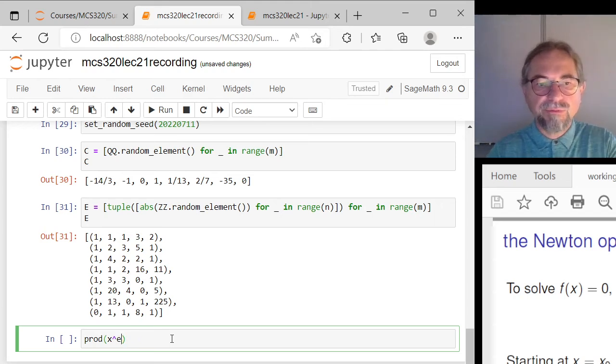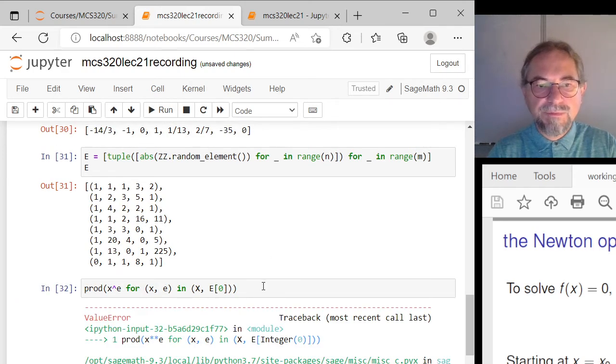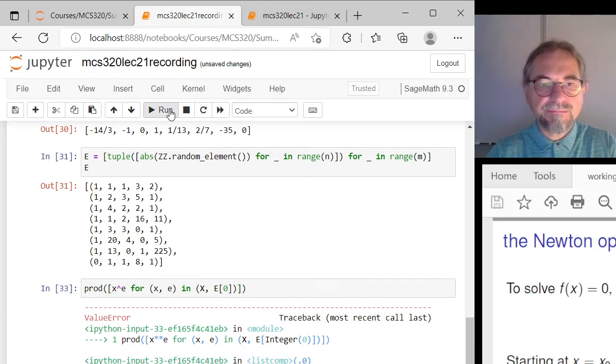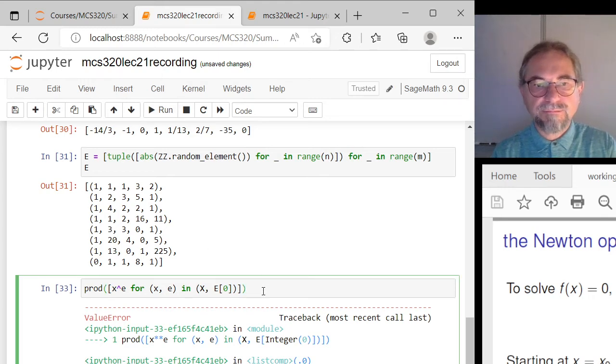I can probably also do this much nicer. So for x, e in big X and big E. Oops, it is not as I expected. So the product runs on a list. Okay, and I probably should have done this by one single index and not by two.